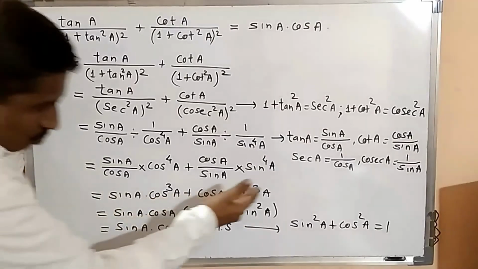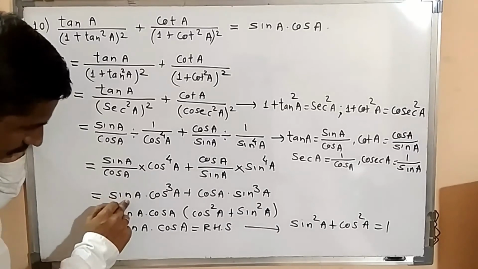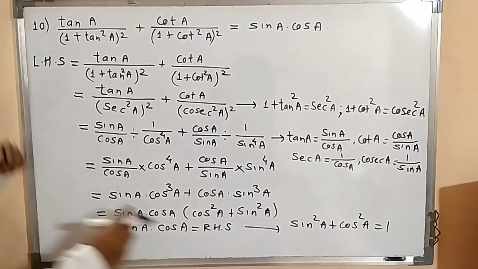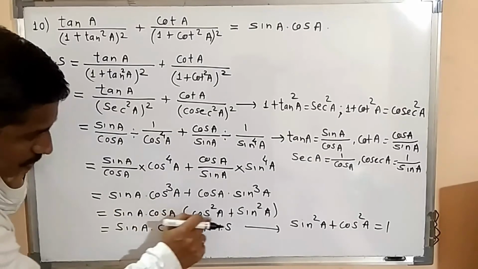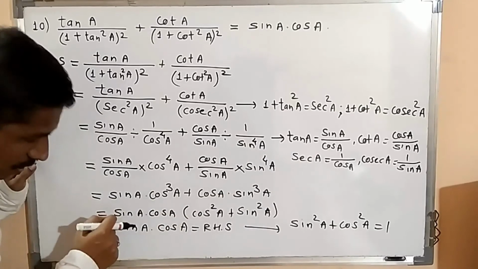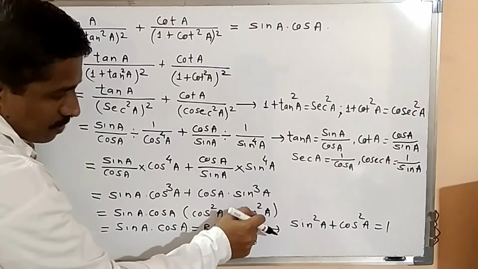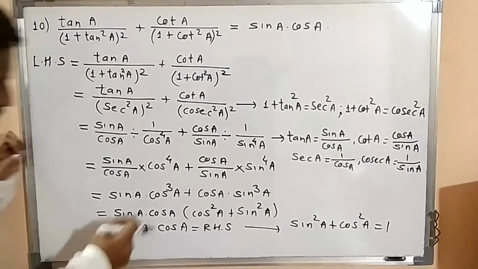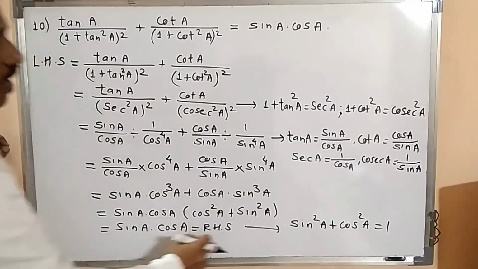Now here I have two terms where sin and cos are common. So I will take one sin and one cos common. What are the uncommon terms? From here, one cos I have taken outside, so it will become cos square A, plus one sin I have taken outside, so it will become sin square A. And I know that cos square A plus sin square A is equal to 1. So this will become sin A into cos A, that is equal to the RHS.